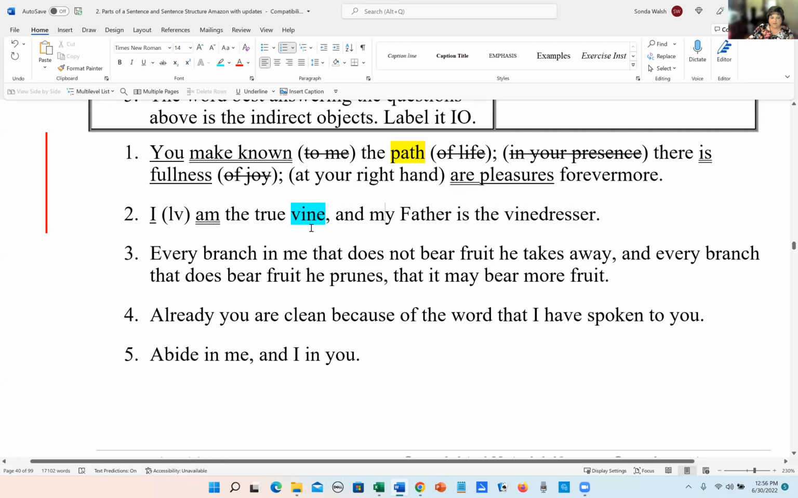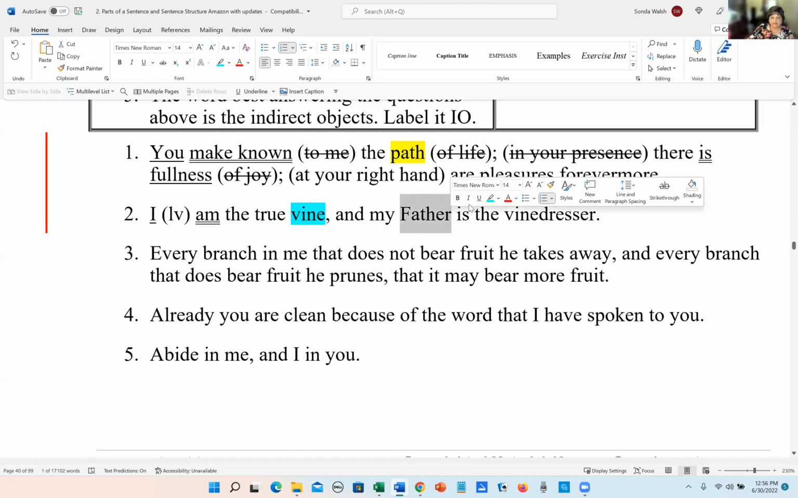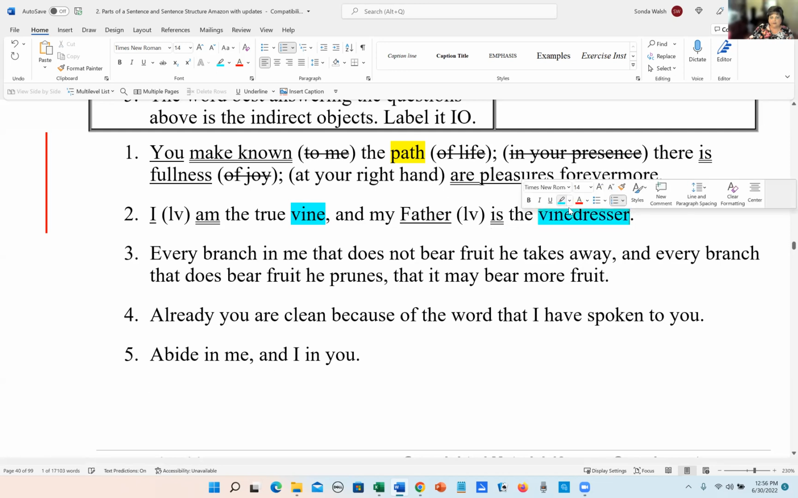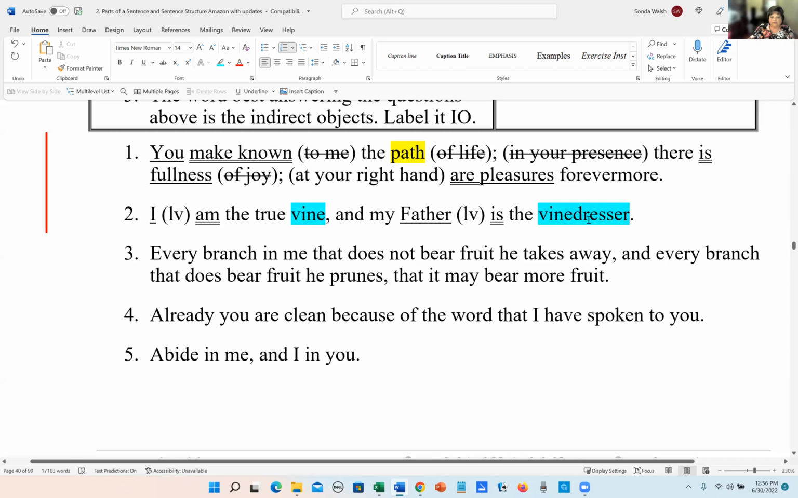Okay, so we have a comma. That's how I know we're ended, and we'll probably have another subject and verb. Father is the subject. Is a linking verb. Identify that as a linking verb. So we're looking for a predicate nominative or predicate adjective. Vine dresser renames father. So vine dresser is the predicate nominative. Number 3, in me is a prepositional phrase.